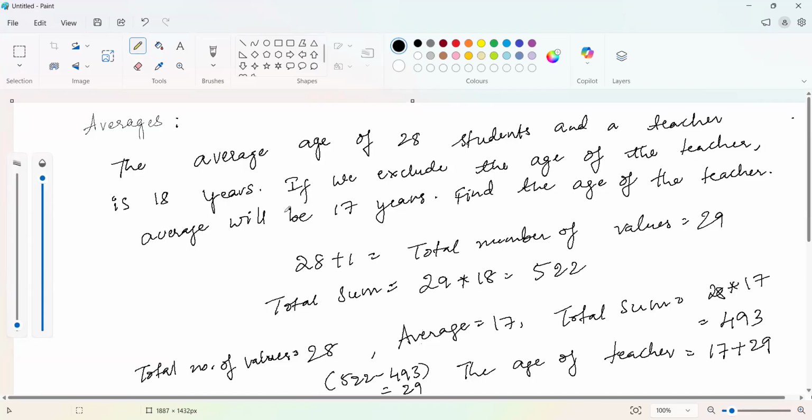So above 45, I would suggest you take up a teaching role. Okay, don't be in the corporate for too long.